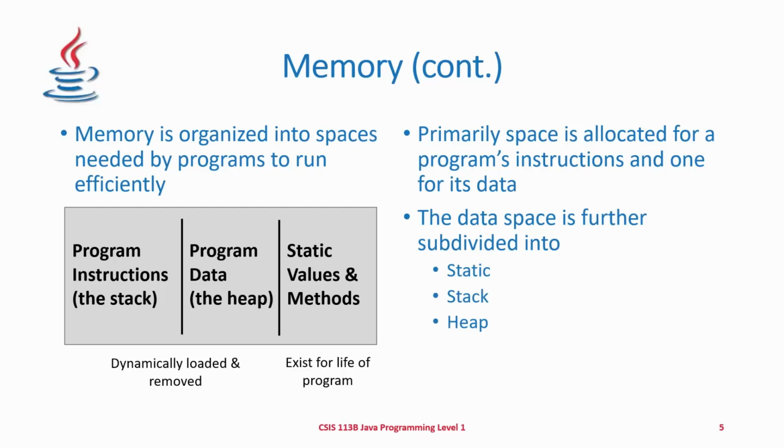So if you're working at a very low level programming language like assembly, you have to be very specific about when you're putting data into memory and removing the data that's not being used anymore from memory. When you're using a dynamic language like Java, it takes care of dynamically loading and removing the memory as needed. Whereas our static values and our static methods, they'll exist for the life of the program, so it won't be until we terminate the program that those bits are actually removed from memory.